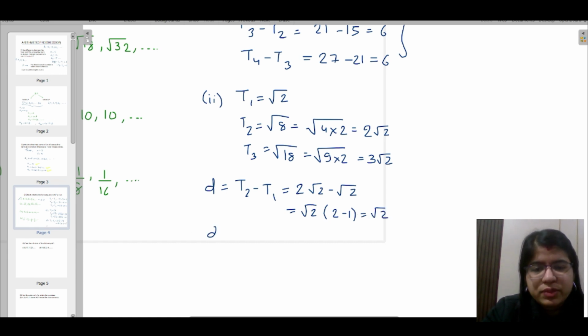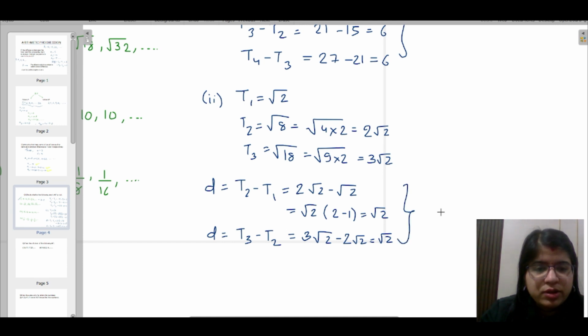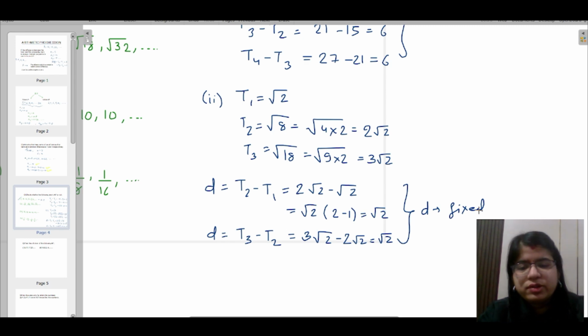Again for D, if we calculate t3 minus t2, what are we going to get? 3 root 2 minus 2 root 2. So again it's coming to be root 2. And similarly we have root 32, so it will be 4 root 2. So the common difference is fixed here, so this will also be in the form of AP. So since D is fixed, this is in the form of AP.